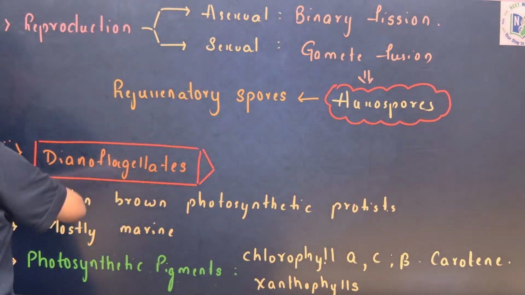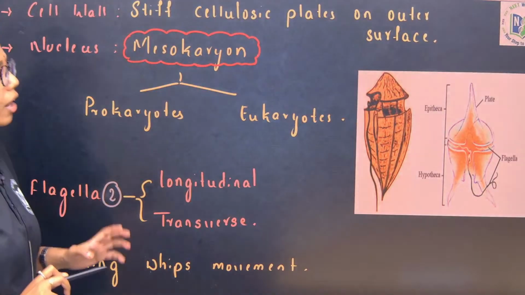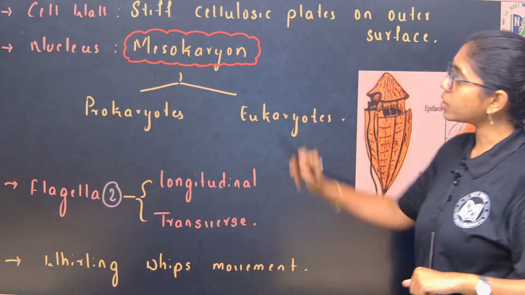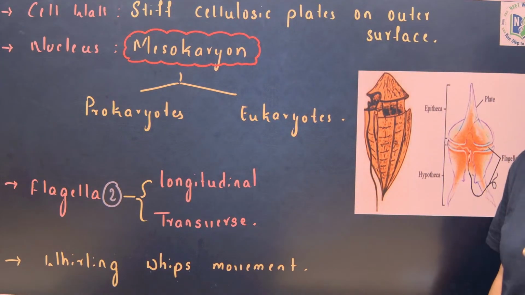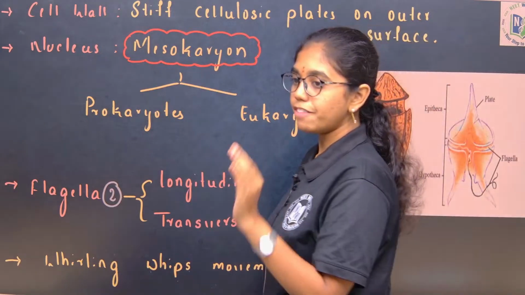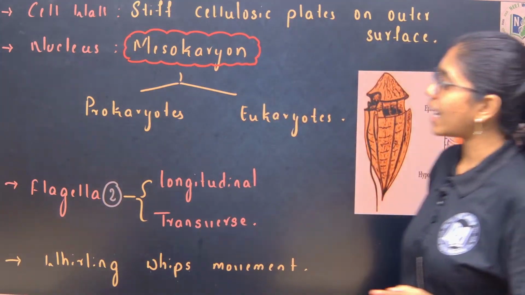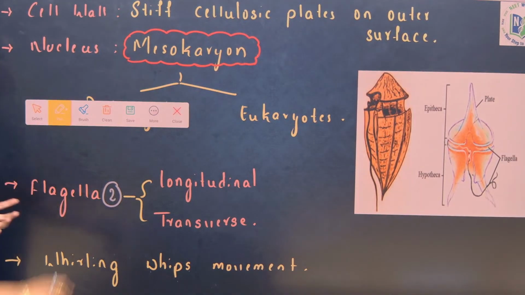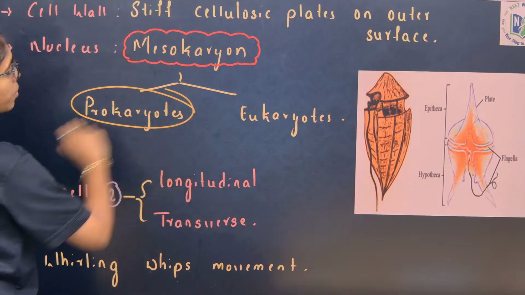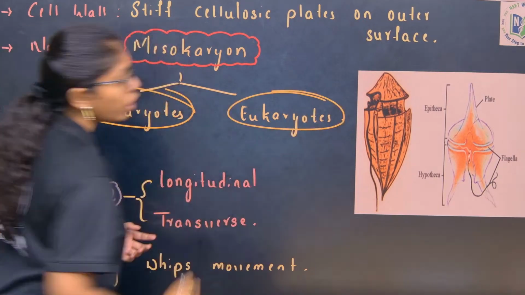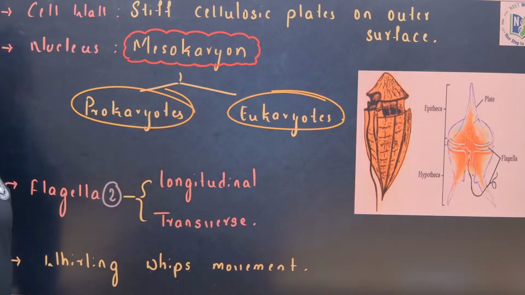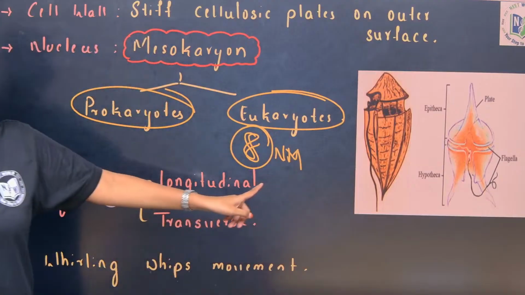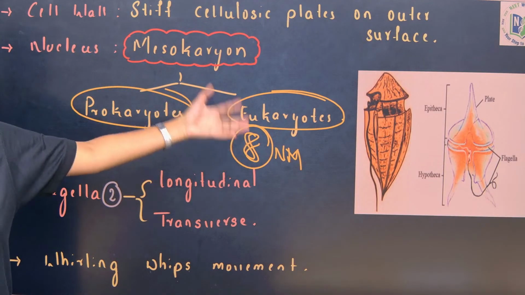When we see the cell wall composition, the cell wall of chrysophytes is made up of what? Silica, a siliceous cell wall. But here the cell wall is made up of stiff cellulosic plates. The dinoflagellate cell wall is made up of stiff cellulosic plates. The nucleus in dinoflagellates is called mesokaryon, which resembles both the nucleus in prokaryotes and the nucleus in eukaryotes. It resembles eukaryotes because the nucleus has a nuclear membrane.